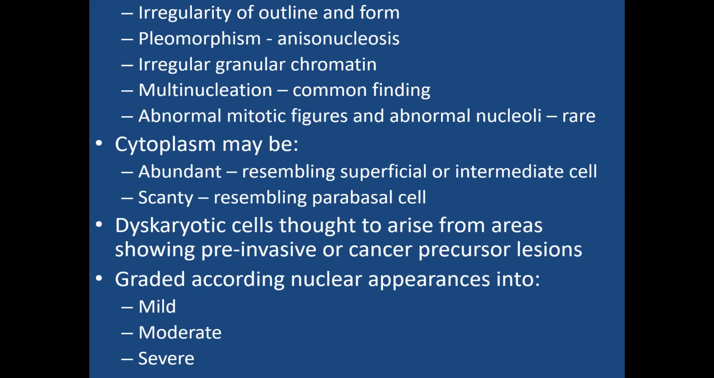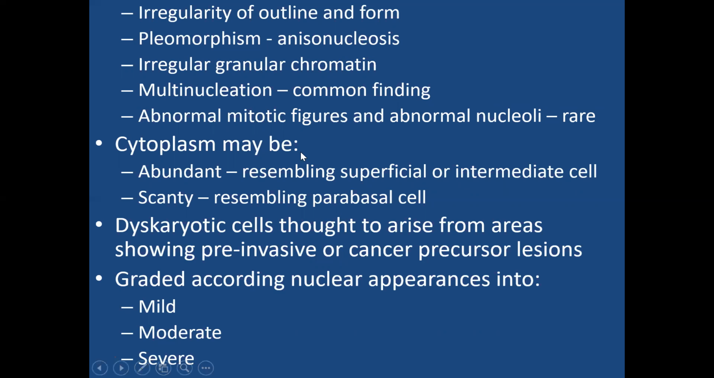That can change during cervical carcinogenesis. So you find irregular, granular chromatin. Then you can have multi-nucleation, where you have one cell having more than one nucleus. You might also see abnormal mitotic figures or abnormal nucleoli, but these two are rare normally. So these changes in the nucleus are what constitute an abnormal nucleus.